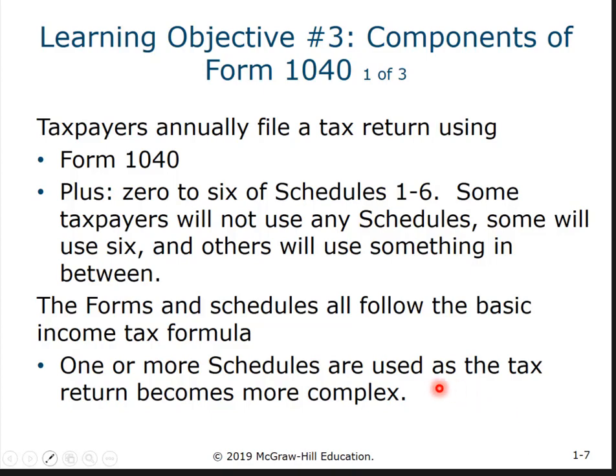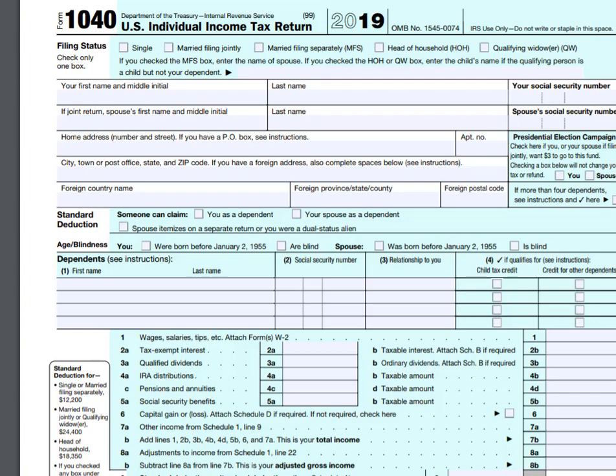They follow this income tax formula that we already presented. So let's look at that for a second. This is the 1040 for 2019, and it gets revised each year. And this is the information you provide on dependents.